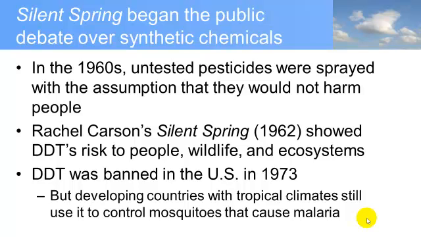So over time, though, research started to come in, and it was showing that many of these chemicals, due to prolonged exposure, could cause health effects in people as well as other wildlife. Rachel Carson's book Silent Spring, published in 1962, distilled and summarized much of the research of the day on the risk DDT posed to both people and wildlife and to whole ecosystems. Eventually this led to DDT being banned in the United States in 1973. Although many developing countries, such as India, still use DDT to control mosquitoes that spread malaria.